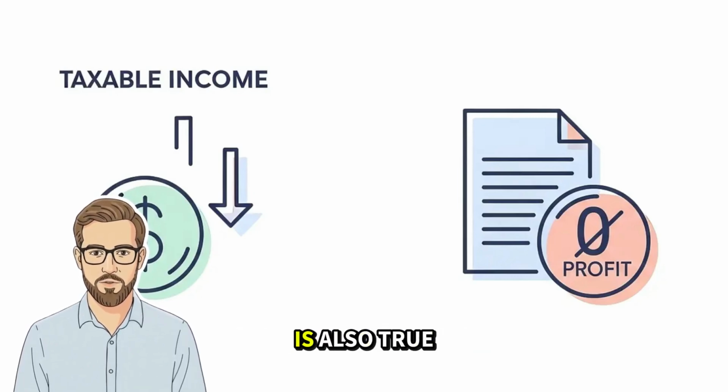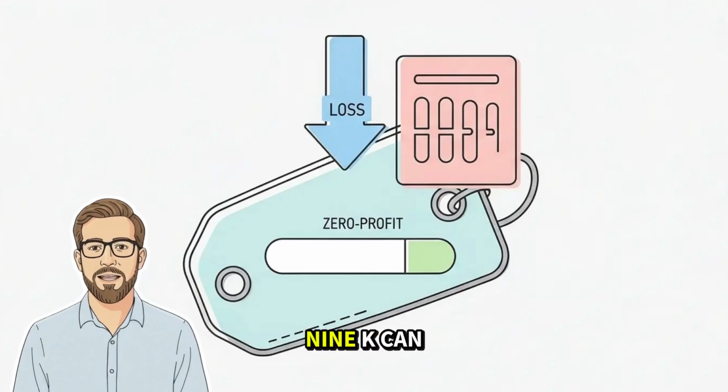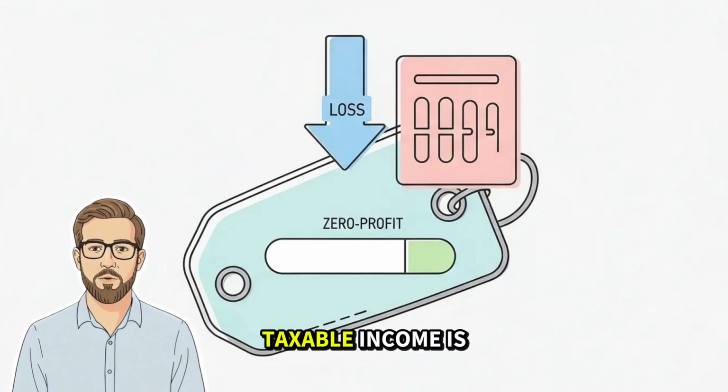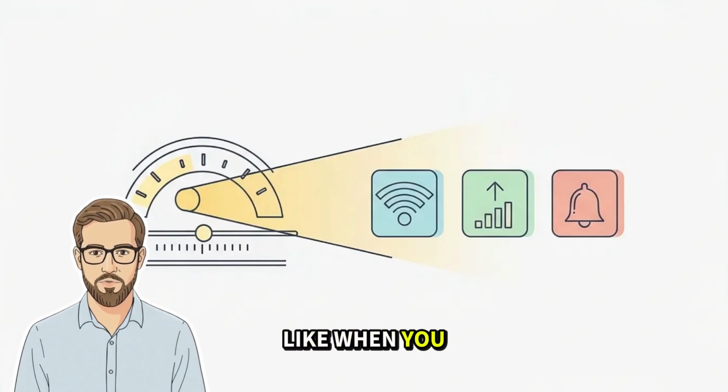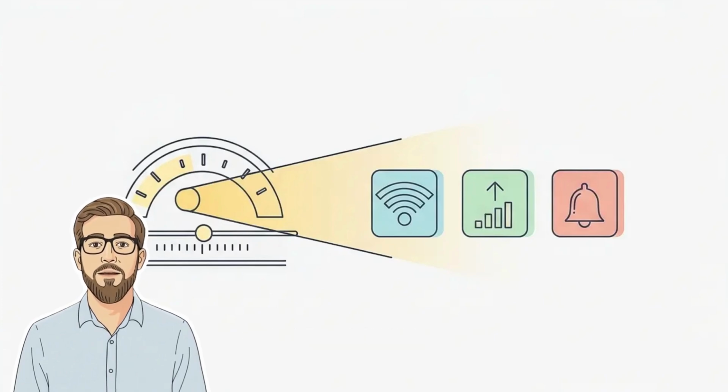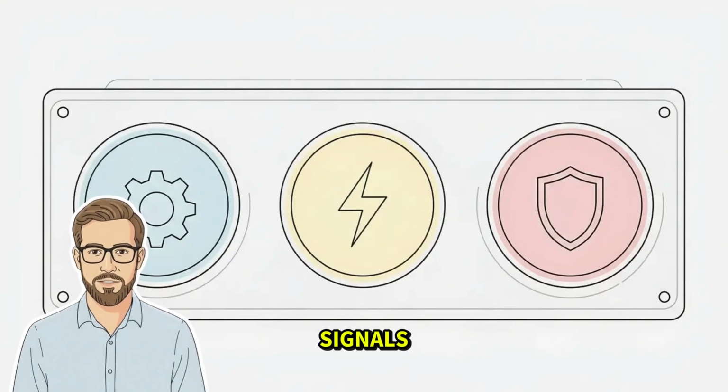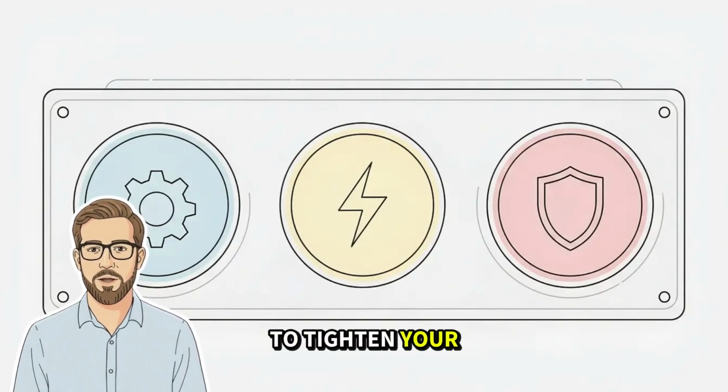And the opposite is also true. A 1099-K can show up even when the taxable income is zero, like when you sold personal items at a loss. So instead of focusing on, will I get a form, focus on 3 signals that tell you whether you need to tighten your records.